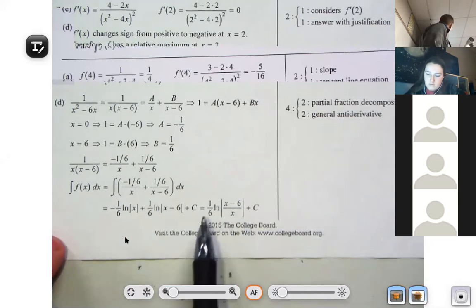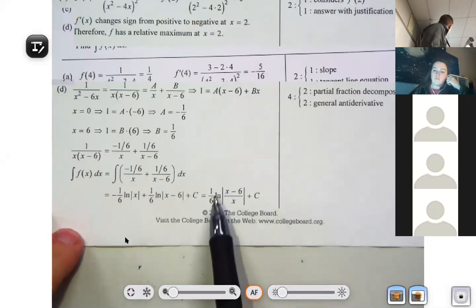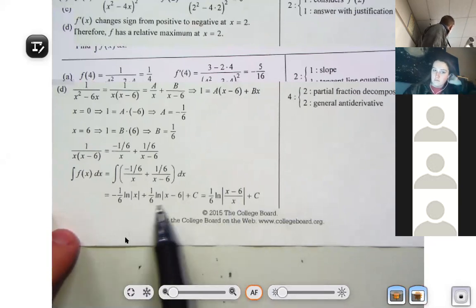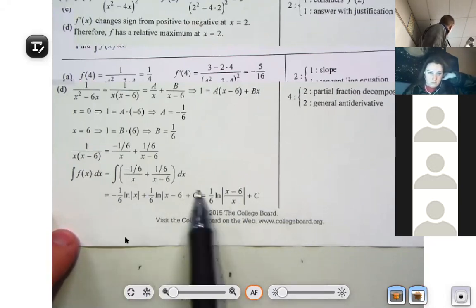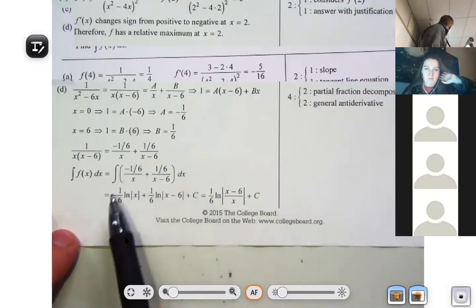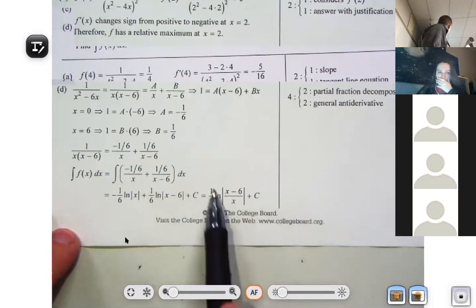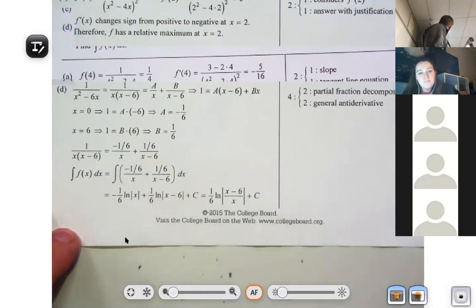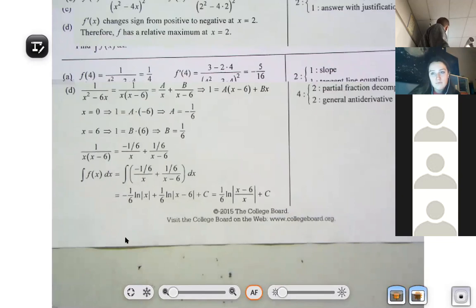You do not have to get your answer all the way down to this final line. If it was me, I would just leave the answer like this step right here. Now, you might need to know how to get to that last part if it was a multiple choice question, but don't forget plus C inside of there.